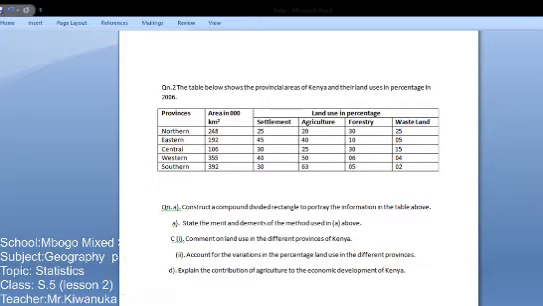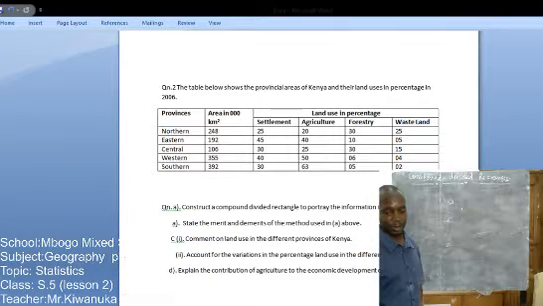So we want to construct the compound divided rectangle. The things to use: our graph paper or the graph book, calculator, the ruler, then we get going. Construction procedure.